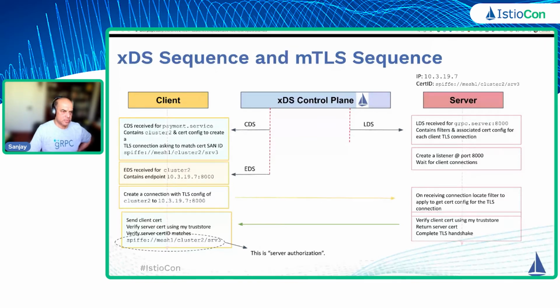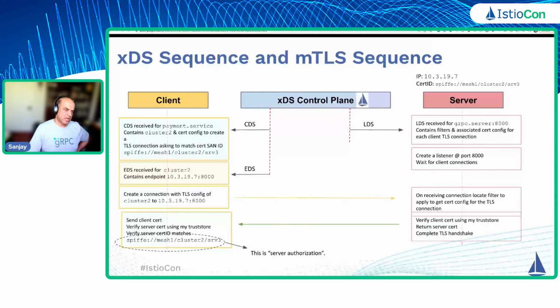The client receives CDS and EDS payloads to help it set up connections to backend instances of the payment service. In this example, I have shown one instance here with the IP address 10.3.19.7 and the cert ID of mesh1/cluster2/SRV3. Note the SPIFFE: prefix used in the certificate SANs. We use the SPIFFE semantics and also something called server authorization.